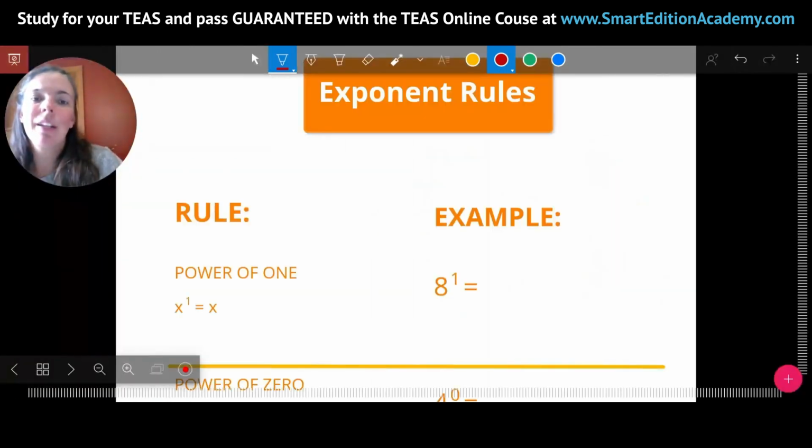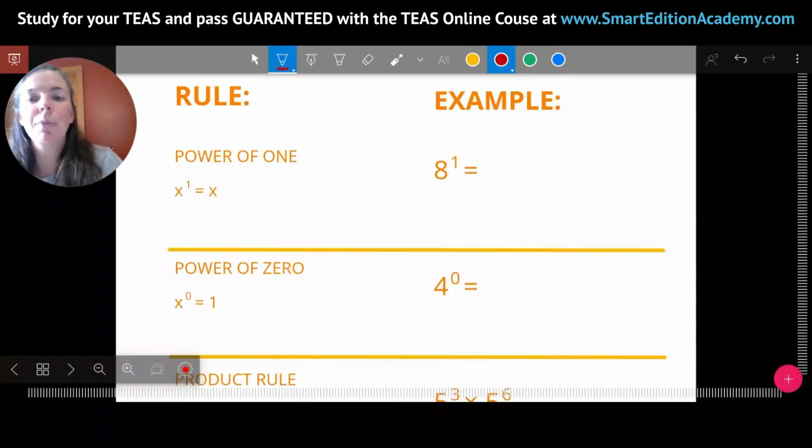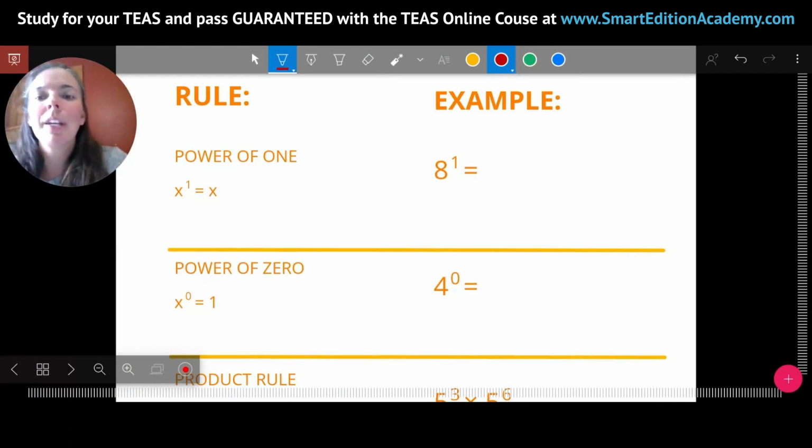Okay. Here is a slide that I want you to just follow along with me as I fill it in, but maybe, again, take a screenshot or take out your phone and take a picture of this. These exponent rules are going to come in really handy with some of the questions that we pull out from our practice test. So the first rule when we're talking about exponents is the power of 1.